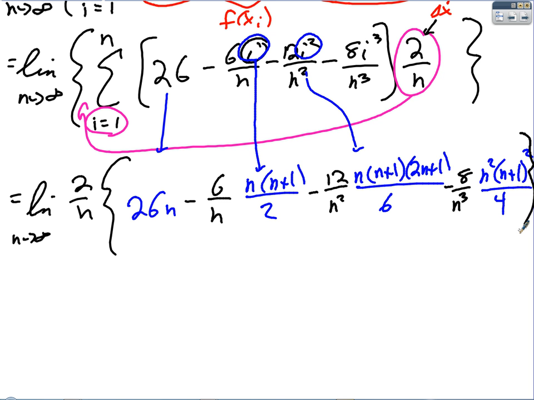Things are going to start to cancel now a little bit. Look, we can cancel those n's. That's kind of nice. We can cancel one of those n's. That's good. And we can cancel two of those n's. Okay, that's all good. And then we can go ahead and distribute that 2 over n.